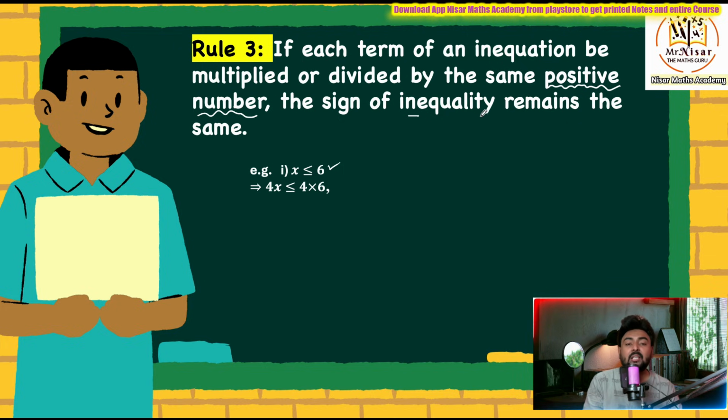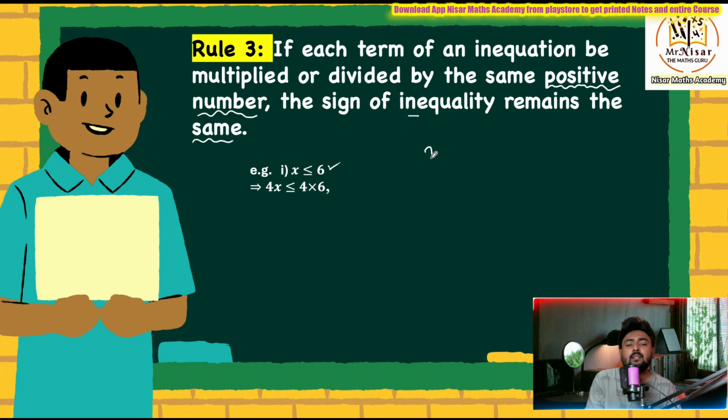So the sign of inequality remains the same. The sign of inequality is not going to change. Now x is less than or equal to 6. I have multiplied both sides by 4, so it becomes 4x and 4 into 6. Does the sign of inequality change here? No, it will not change. It will remain as it is. So from rule number 1, rule number 2, rule number 3, the sign of inequality will not change.